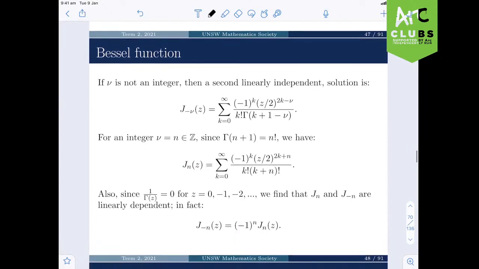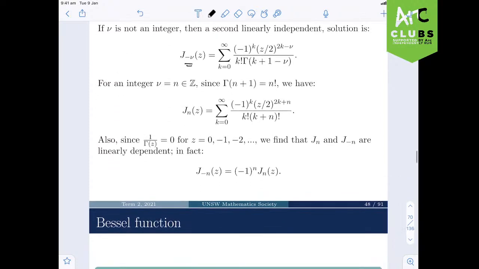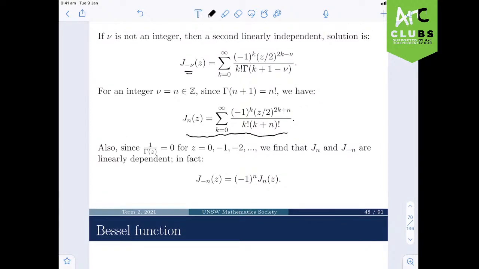Now, if nu is not an integer, then we get a second linearly independent solution for free, just by putting in negative nu instead of nu in the Bessel function. But if it's an integer, then we get some problems. We still have one linearly independent solution, but it turns out that in the negative n case, they're actually linearly dependent.